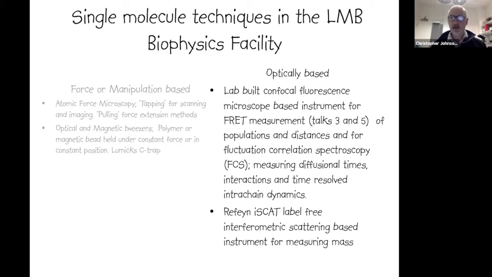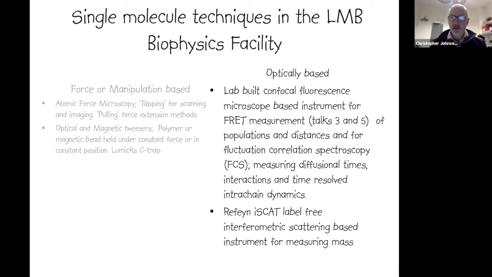The techniques that we do have here at the moment and that are set up are optically based. So we have a lab-built confocal fluorescence microscope based instrument, and this allows us to make FRET measurements, and FRET has been discussed during talks 3 and 5 of the series. So I'm not really going to cover any of the details of FRET. I'm going to assume that you know what that is and how it occurs and what you should think about in designing FRET systems. And this can be used to measure populations, distances, and so forth.